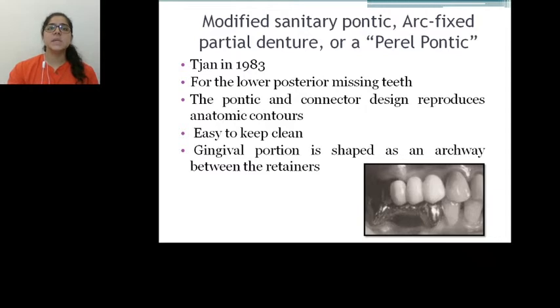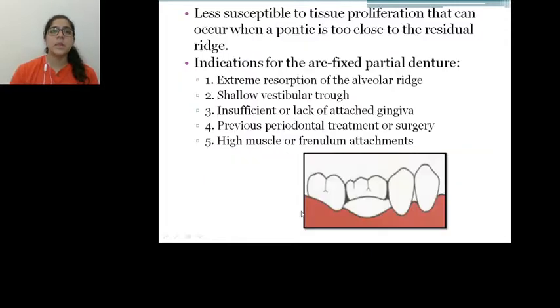The next design is a modified sanitary pontic, or an arch fixed partial denture, or a perch pontic. It was given by Jan in 1983. It is mainly used for lower posterior missing teeth. The pontic and the connector design reproduces the anatomic contours. It is very easy to clean and the gingival portion is shaped in an archway between the retainers. So we can see here in the figure, the two retainers are present and an archway is made between the two retainers. It is less susceptible to tissue proliferation that can occur when a pontic is too close to the residual ridge.